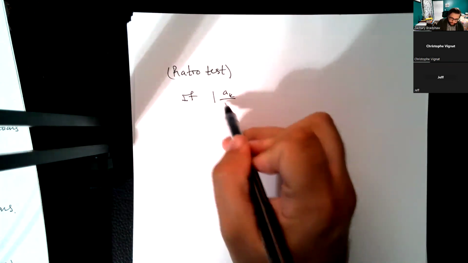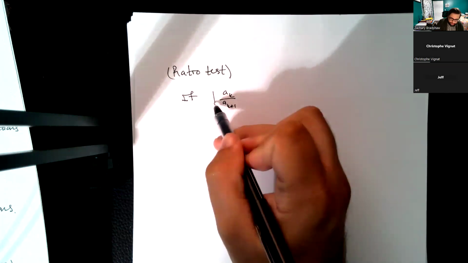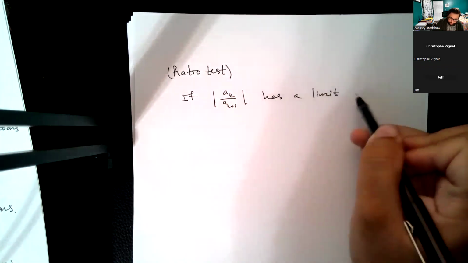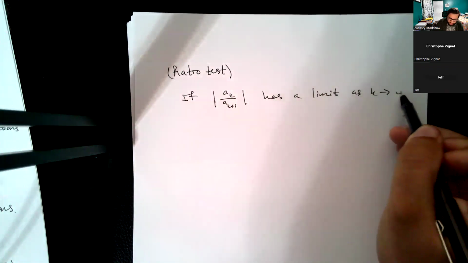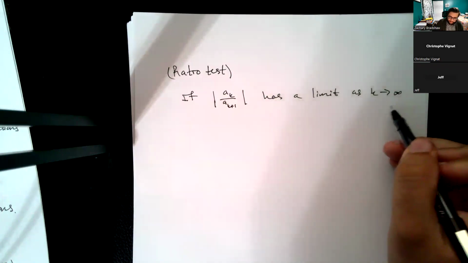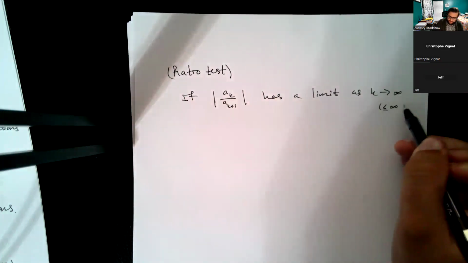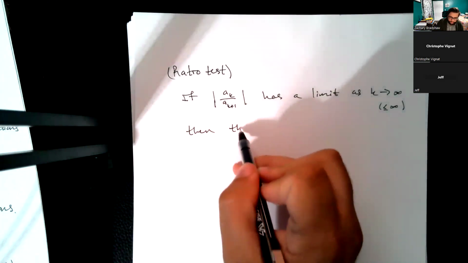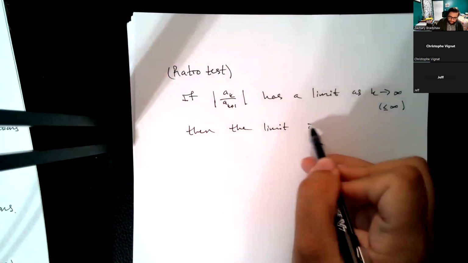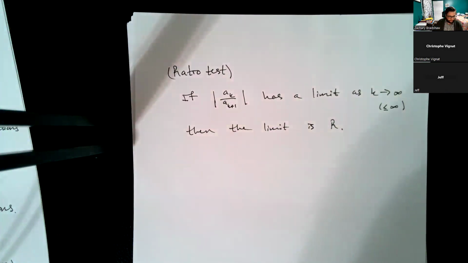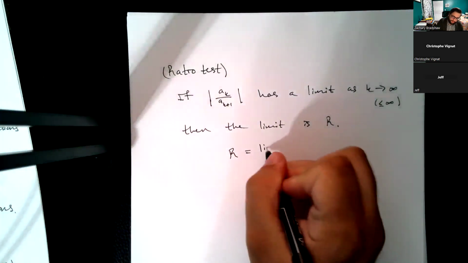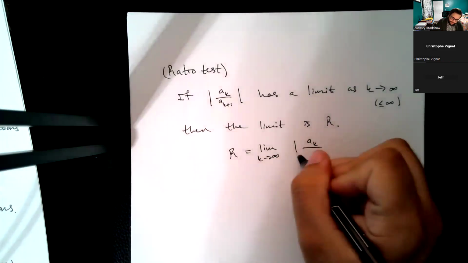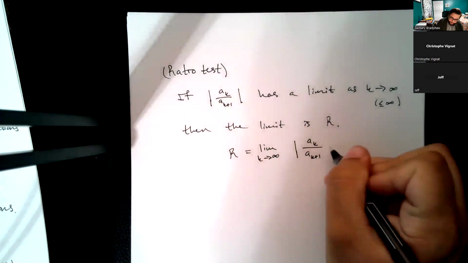If the ratio between the successive terms has a limit as k goes to infinity, so we want this limit to be less than or equal to infinity, then the limit is in fact the radius of convergence. So R is equal to the limit as k goes to infinity of modulus of a_k over a_{k+1}.